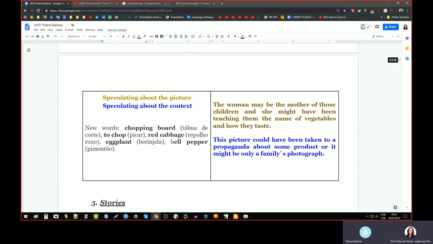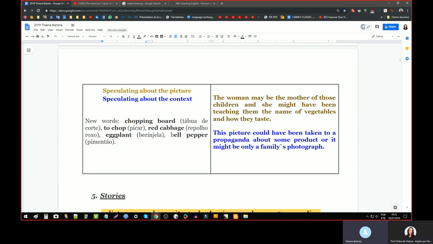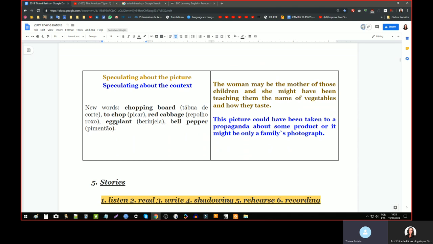Ah, yes. The woman may be the mother of those children, and she might have been teaching them the names of vegetables and how they taste. This picture could have been taken for an advertisement about some product, or it might be only a family photograph. Very nice. Very nice.